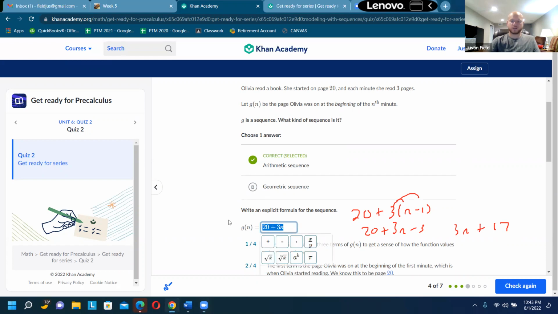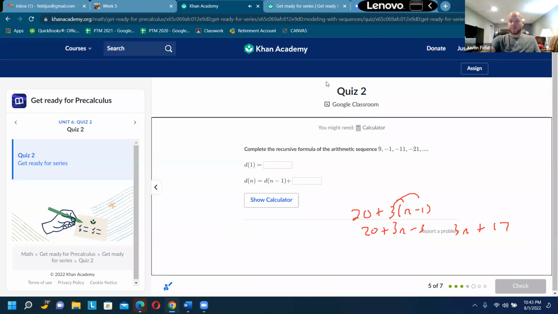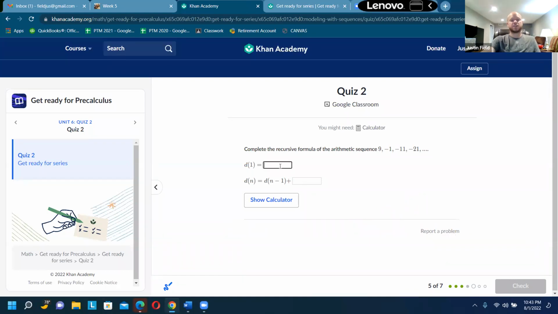So let's see if that works. I didn't actually check it. I have one. Okay. So does that make sense? If it doesn't make sense, then just put something in the organizer and we will chat.